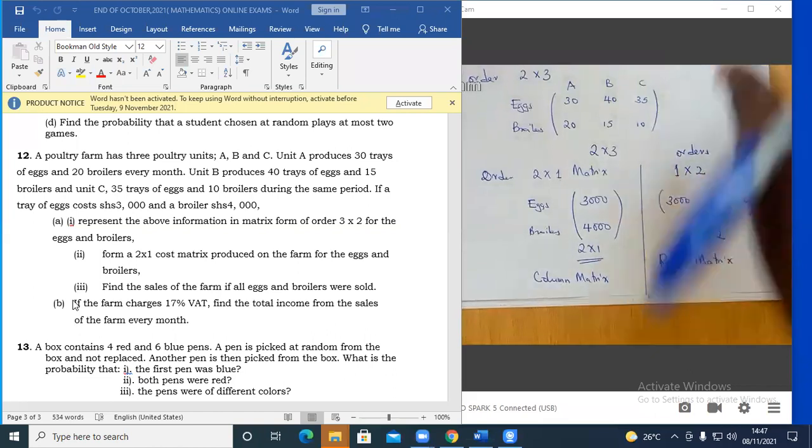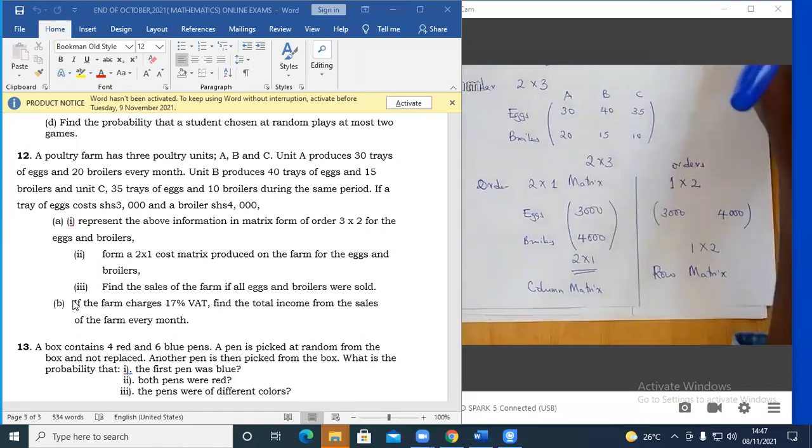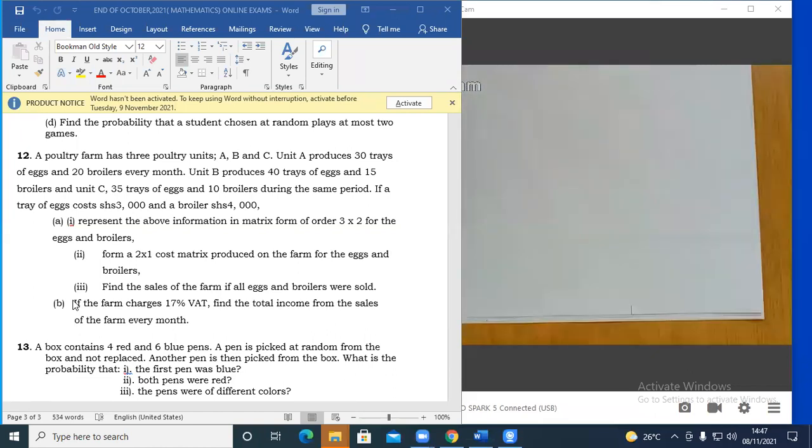Yes, teacher. Go to Roman 3. What do they want in Roman 3?